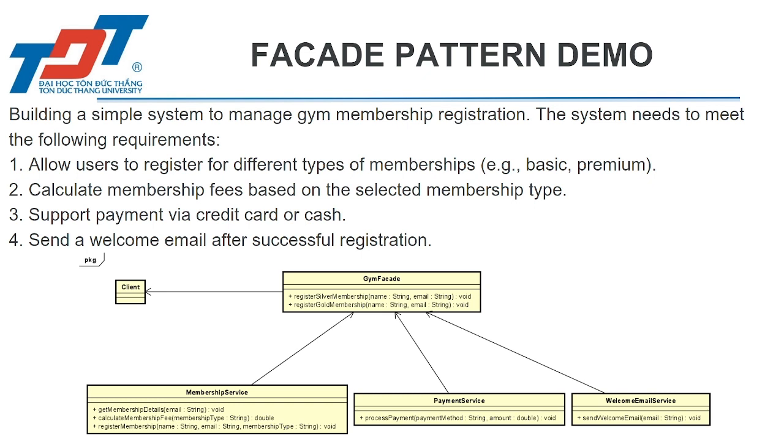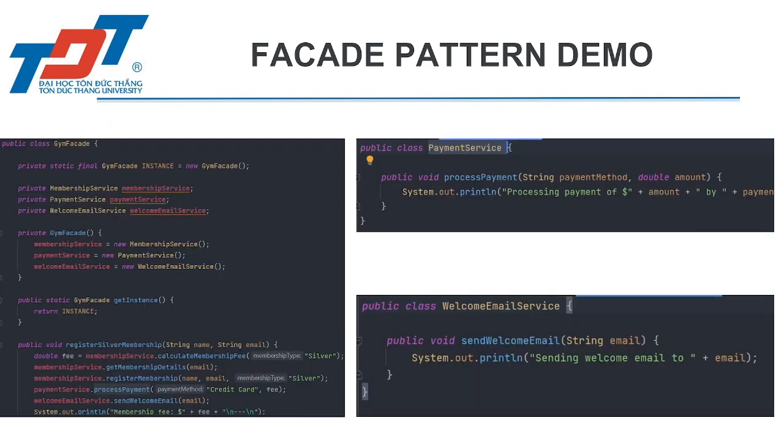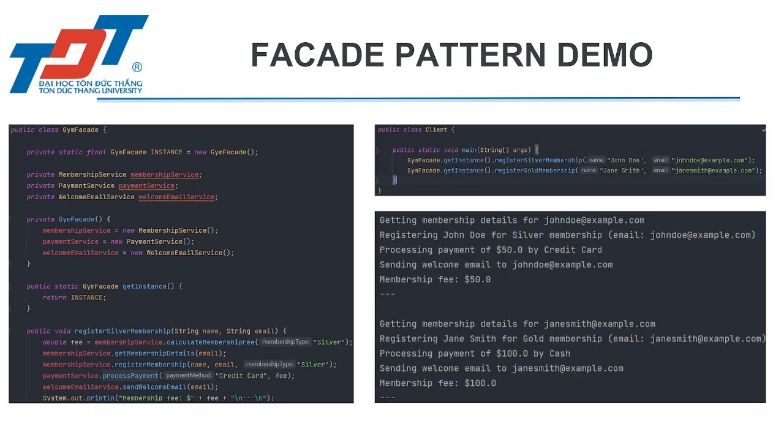And the model class here, you can see that the client needs to interact with the gym facade to register the type of membership they want. And here is the code. They have subsystems like the payment service or welcome email service. And the client just needs to interact with the gym facade to register the type of membership.